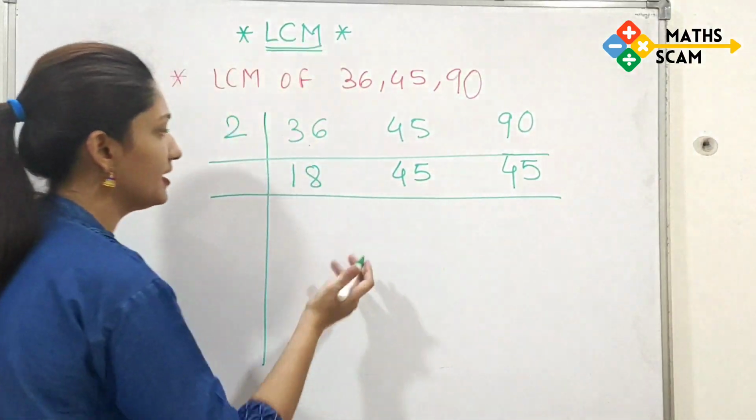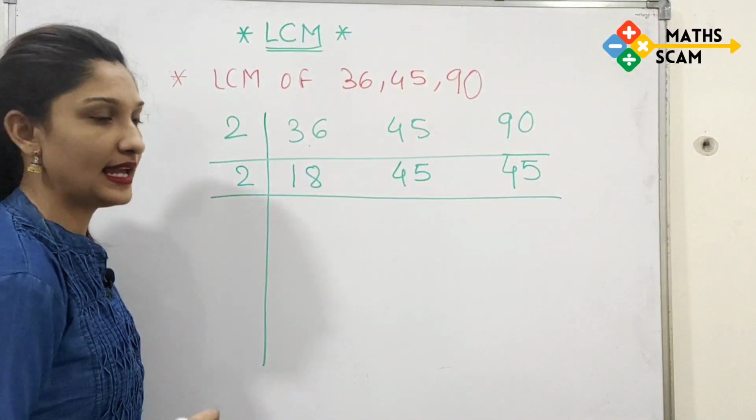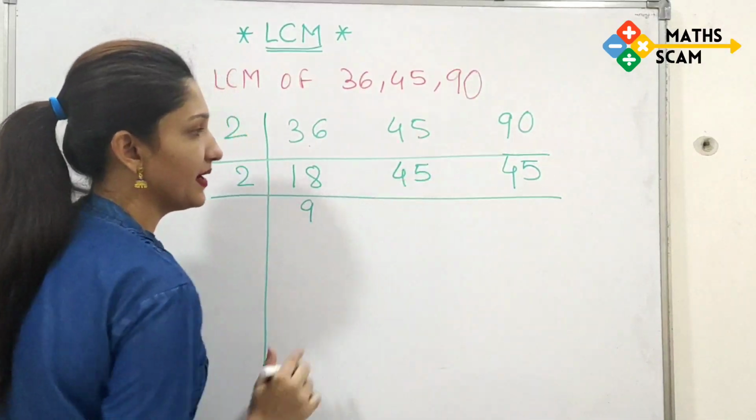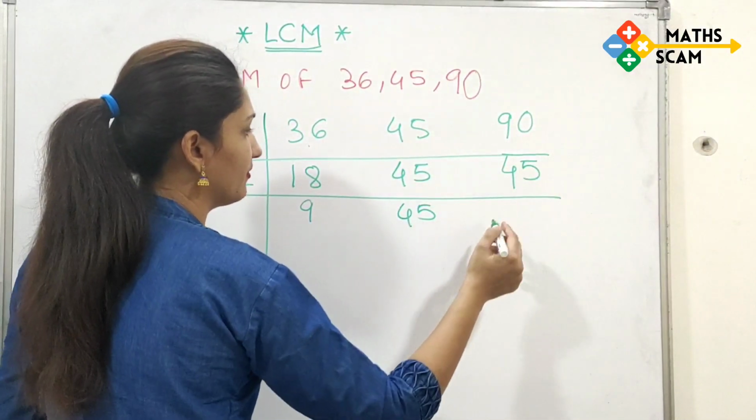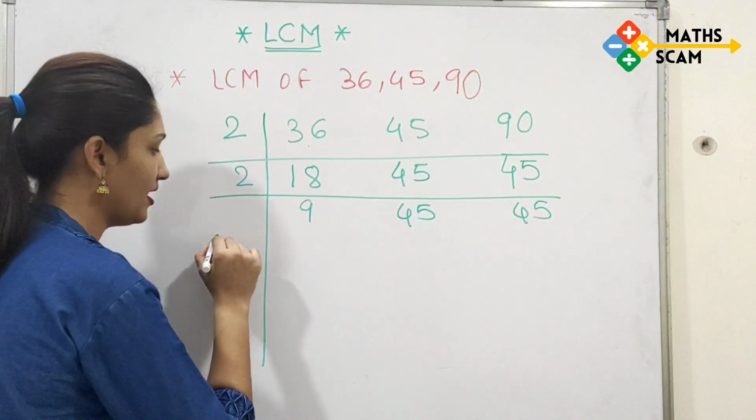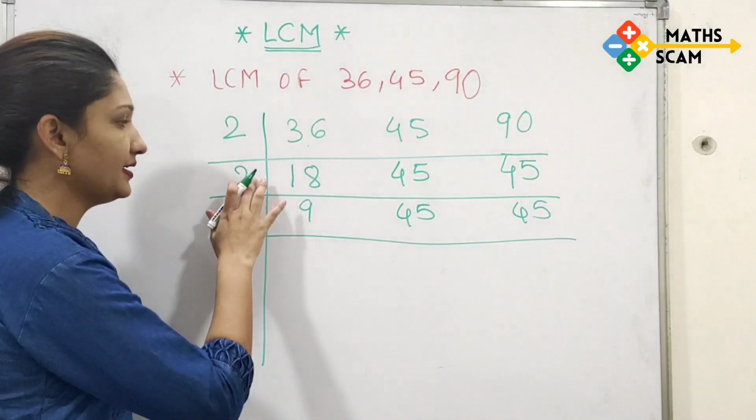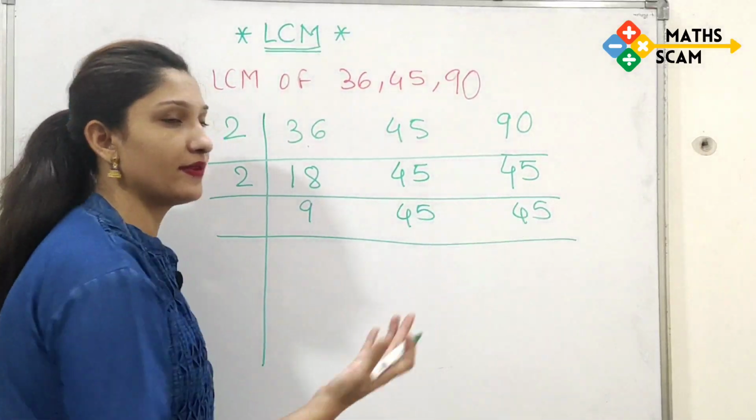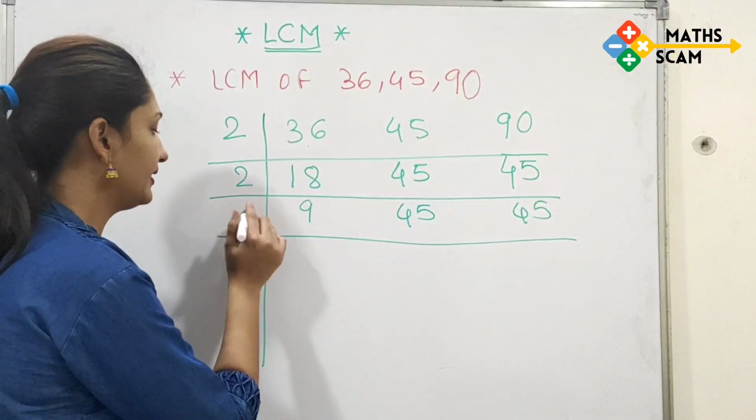Again divide with 2. Can we divide 18 by 2? Yes. 18 by 2 is 9. Can we divide 45 by 2? No. So write the number as it is. Okay. Next, can we divide 9 by 2? No. 45? No. So we'll take the next prime number.